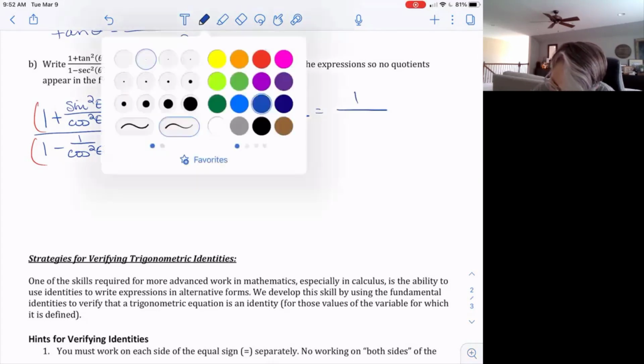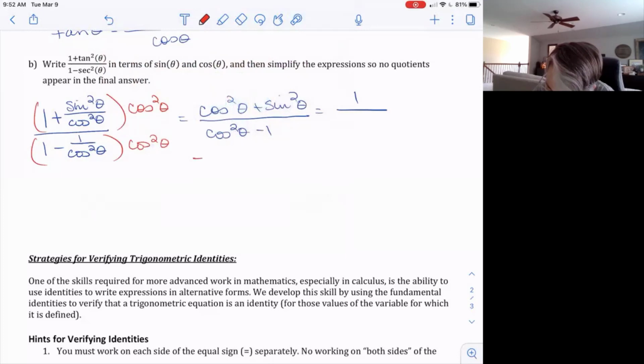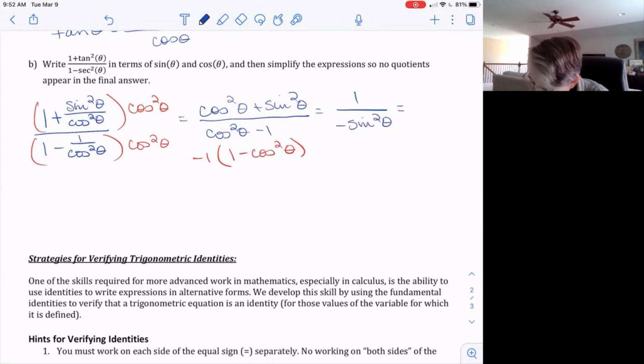On this bottom one, we could factor out a -1 and make it 1 minus cosine squared theta. And so we would recognize that as part of the Pythagorean, which would give us a negative sine squared theta. And that's the reciprocal of cosecant squared theta. So we simplified it so there's no quotients that appear in the final answer.